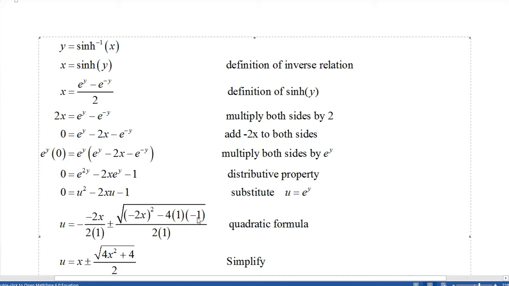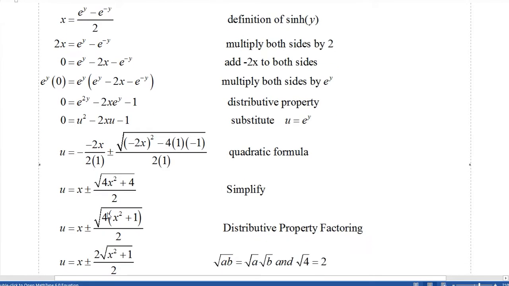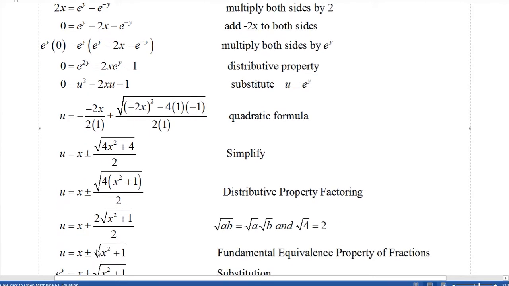Now we just have to simplify this a bit. First of all, in the first part, two negatives cancel. That makes 1. 2 times 1 is 2. The 2's cancel. It's 1 times x. So ultimately, that first part is just x. Now, negative 2x squared is 4x squared. And all these two negatives here make positive. 4 times 1 times 1, that's positive 4. 2 times 1 is 2. We can factor out a 4 using the distributive property here. And the square root of 4 times parentheses x squared plus 1 is the square root of 4 times the square root of x squared plus 1. The square root of 4 is just 2.